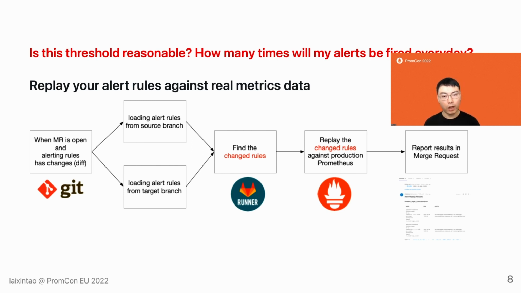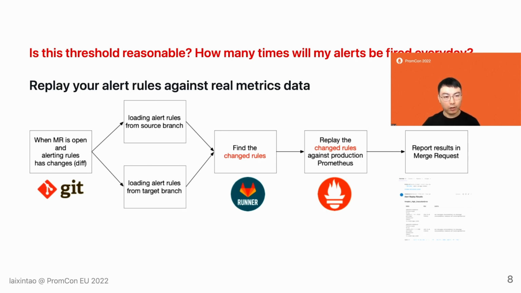Then it will report the result in the merge request as a comment. It works like a code coverage bot. When you submit a pull request on GitHub to some projects, there will be a code coverage bot that shows how many lines of code are changed and how many of them are covered by unit tests, right? It works the same way.